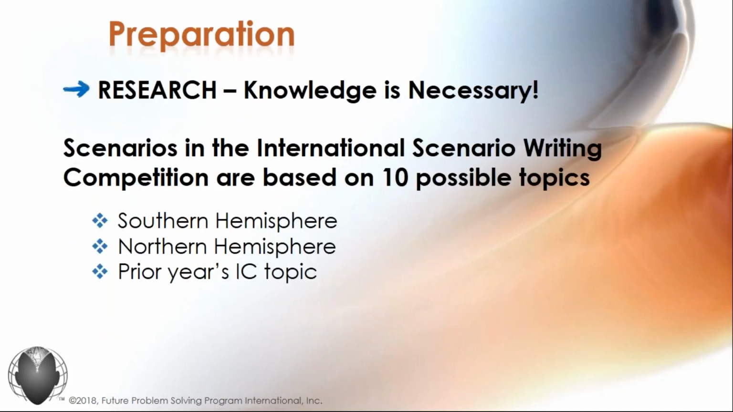So before we get started evaluating, we will send out items to prepare. Research is vital. Knowledge of the various topics is very necessary. We have 10 possible topics that the students can write on in the International Scenario Writing Competition. We do notice at the International Office that there are topics that are a little more enticing to the students, so oftentimes we'll see scenarios on some topics more frequently than others.